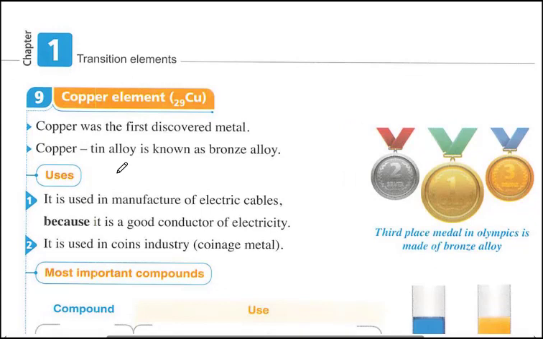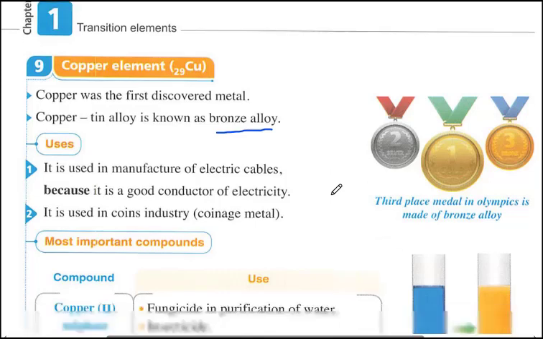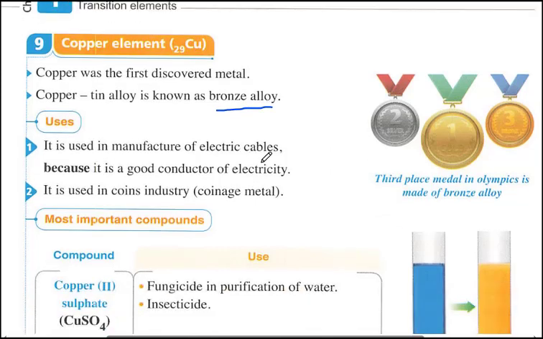So copper, afterward. Copper is used as a coinage metal. It is used as a bronze alloy in the medal of the Olympics, the third place, made of bronze alloy. Bronze is made of copper mainly and tin. Tin and copper are used to make bronze. Also copper is used in electric cables because they are good conductors of electricity, and as a coinage metal. Coinage metal, electric wire: it is copper.